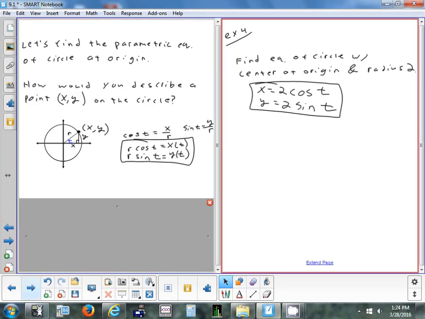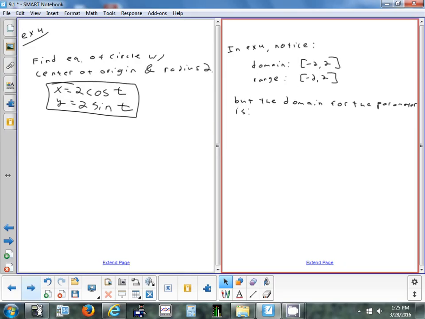And you could try different things. You could try what happens if you switch the sine and the cosine. Is it still a circle? Does it change? You can mess around with it.